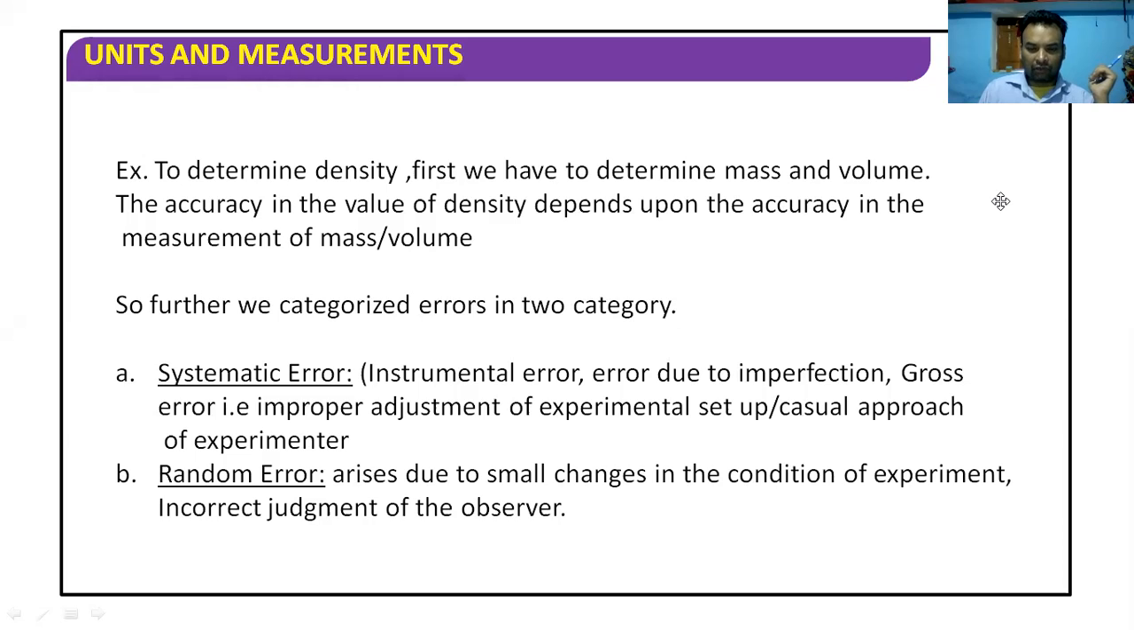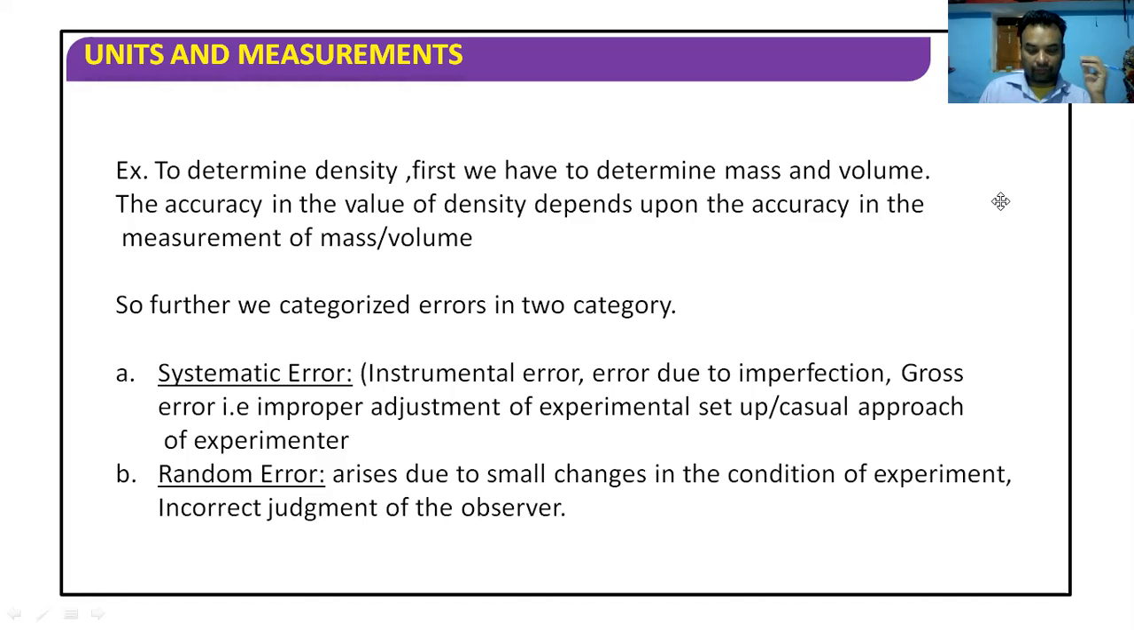We are not doing the experiment with proper focus. Just casually we are performing the experiment. So the gross error that may arise is also part of systematic error. Now the second category is random error. It arises due to small changes in the condition of the experiment, or incorrect judgment of the observer.